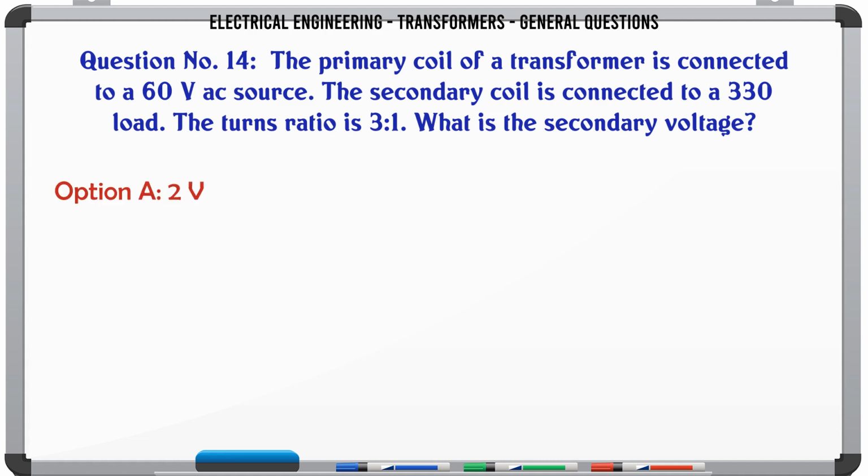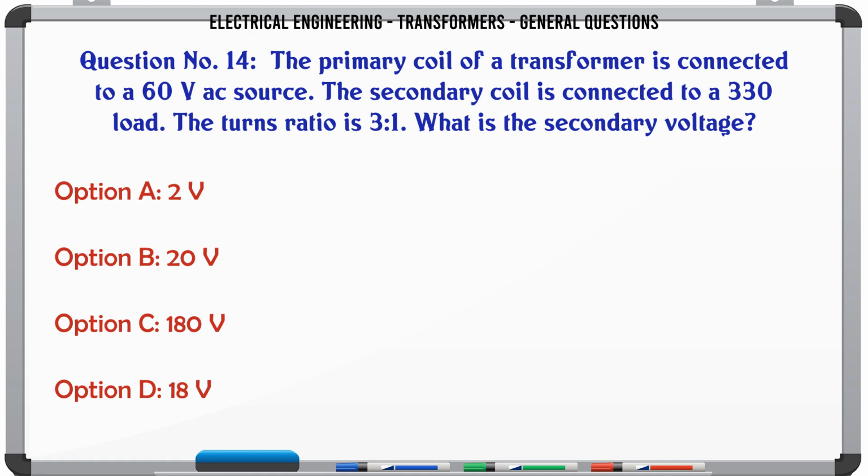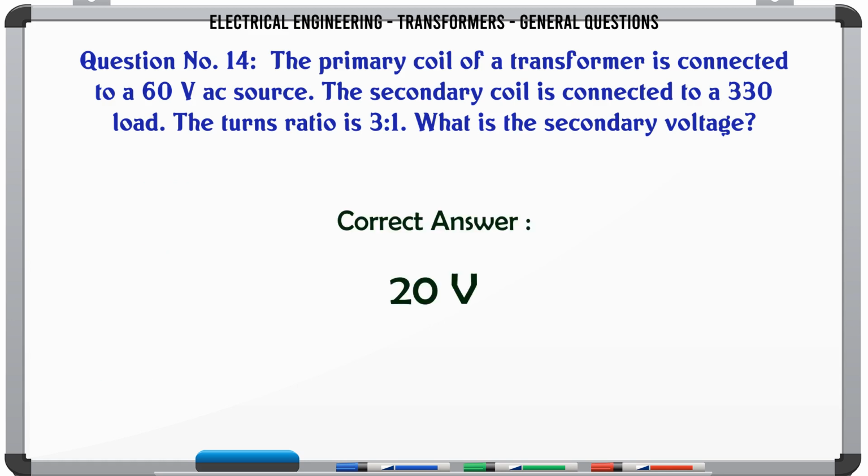The primary coil of a transformer is connected to a 60 V AC source. The secondary coil is connected to a 330 Ω load. The turns ratio is 3:1. What is the secondary voltage? A. 2 V, B. 20 V, C. 180 V, D. 18 V. The correct answer is 20 V.